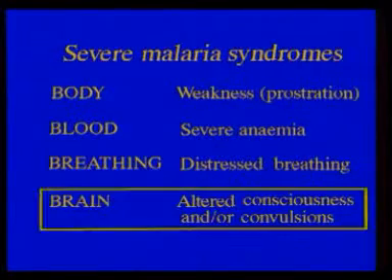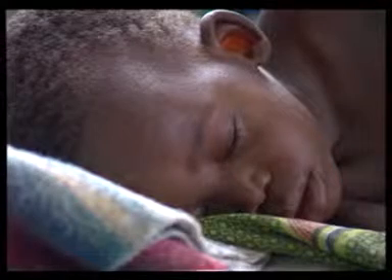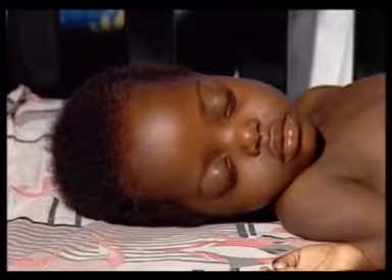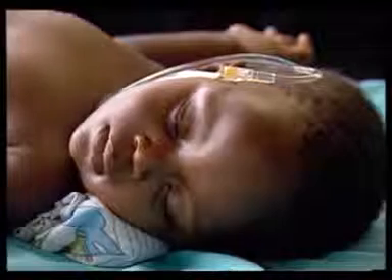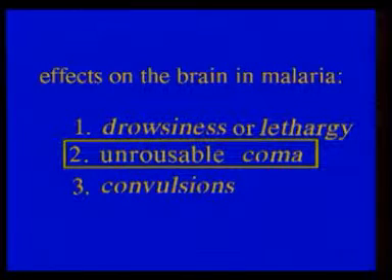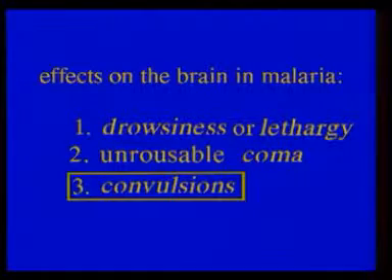Fourth, syndromes affecting the brain. These children have become unconscious after a short fever illness. We have seen that malaria may affect a child's brain in different ways. There may be drowsiness or lethargy, often accompanying severe body weakness. There may be unconsciousness or unrousable coma, as in the children we have just seen. Or there may be convulsions.